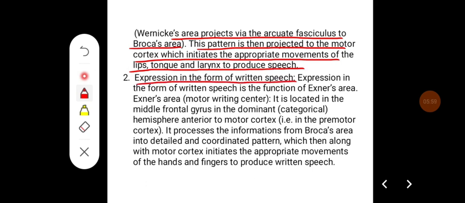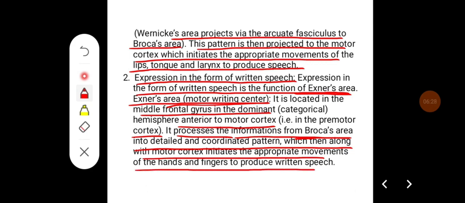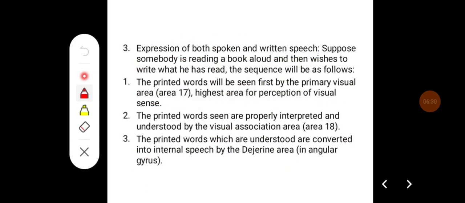So then expression in the form of written speech. Expression in the form of written speech is the function of Exner's area. Exner's area, that is the motor writing area, is located in the middle frontal gyrus in the dominant hemisphere anterior to the motor cortex, that is, it is situated in the premotor cortex. It processes the information from Broca's area into detailed and coordinated pattern, which then along with the motor cortex initiates appropriate movements of hands and fingers to produce written speech.